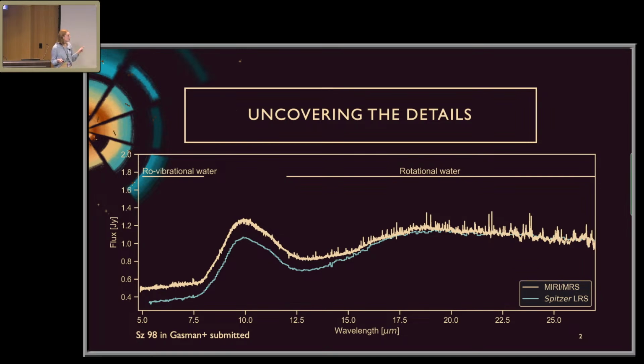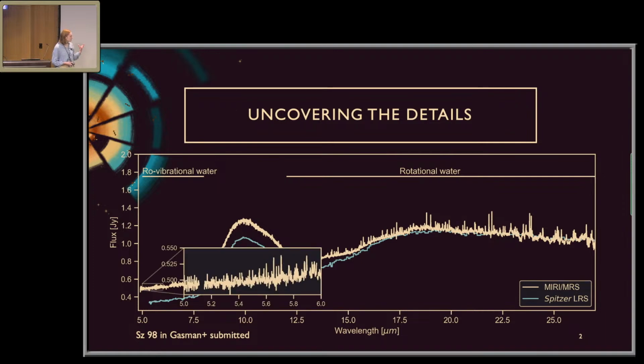So this here is the spectrum of SZ98, which is one of our more water-rich sources. And before, the only real way to see both of these regions of water at the same time was with the low resolution mode of Spitzer. And I think you can already clearly see it doesn't give us a lot of information. It's mainly just an SED.